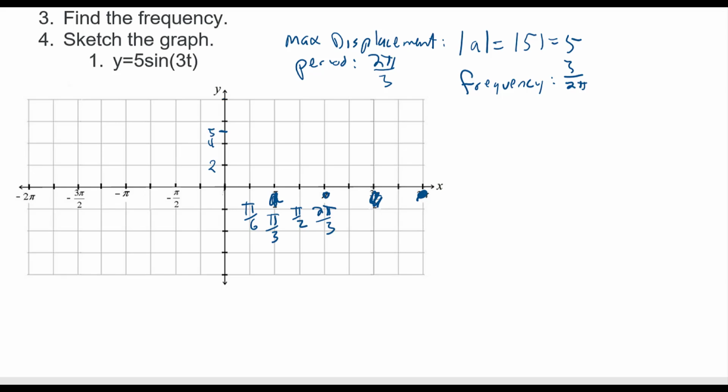We are going to be starting here, peaking here, bottoming out here, and then back up here. That's what the graph is going to look like. We keep going with it, and we would peak here, cross here, bottom out here, come back up.